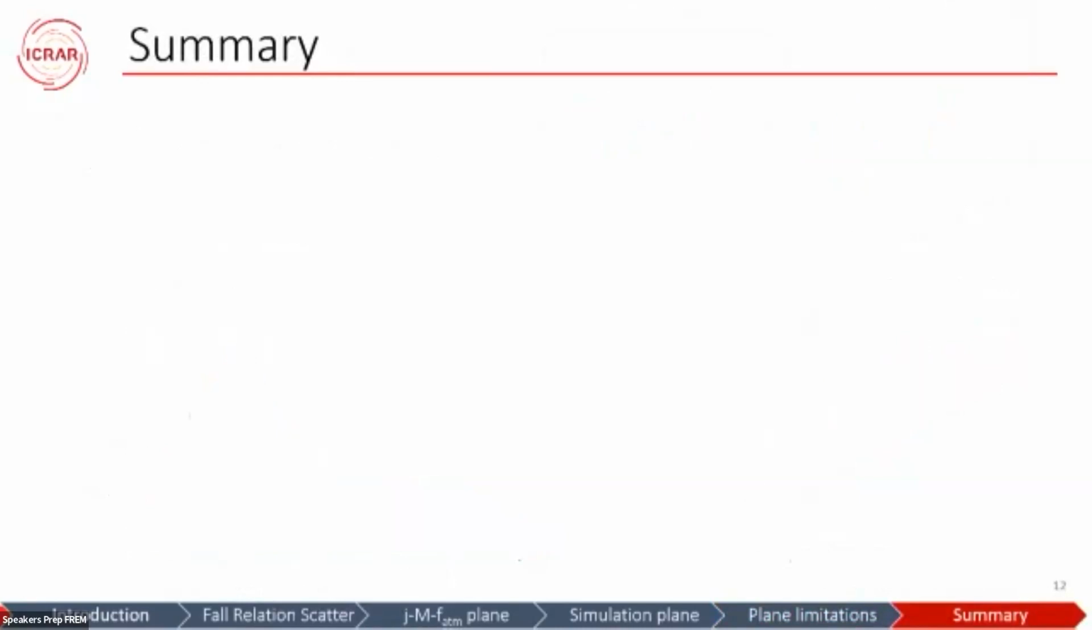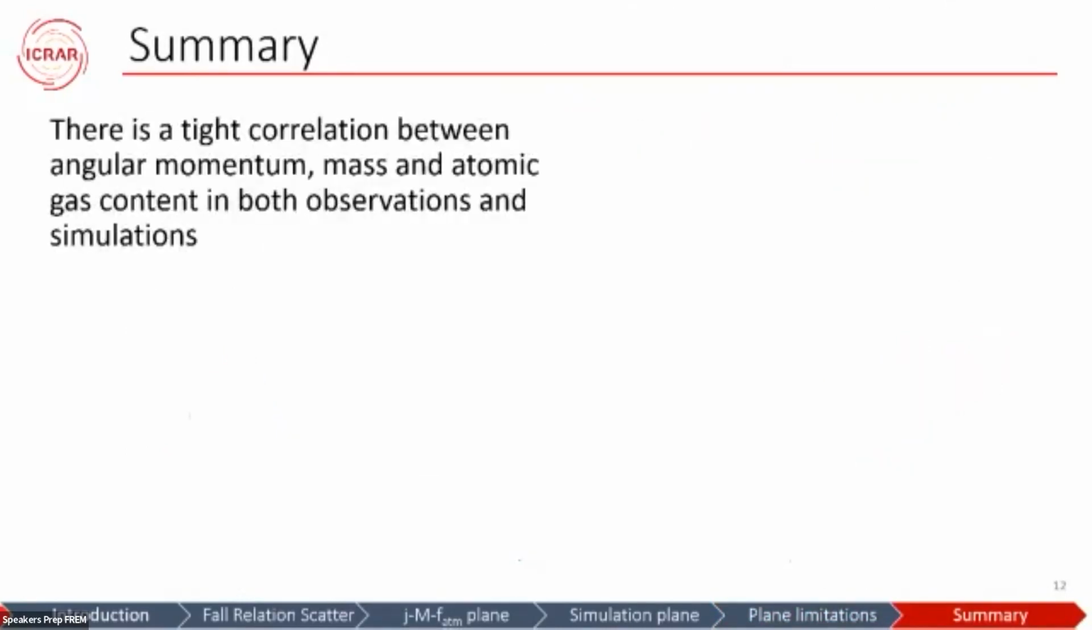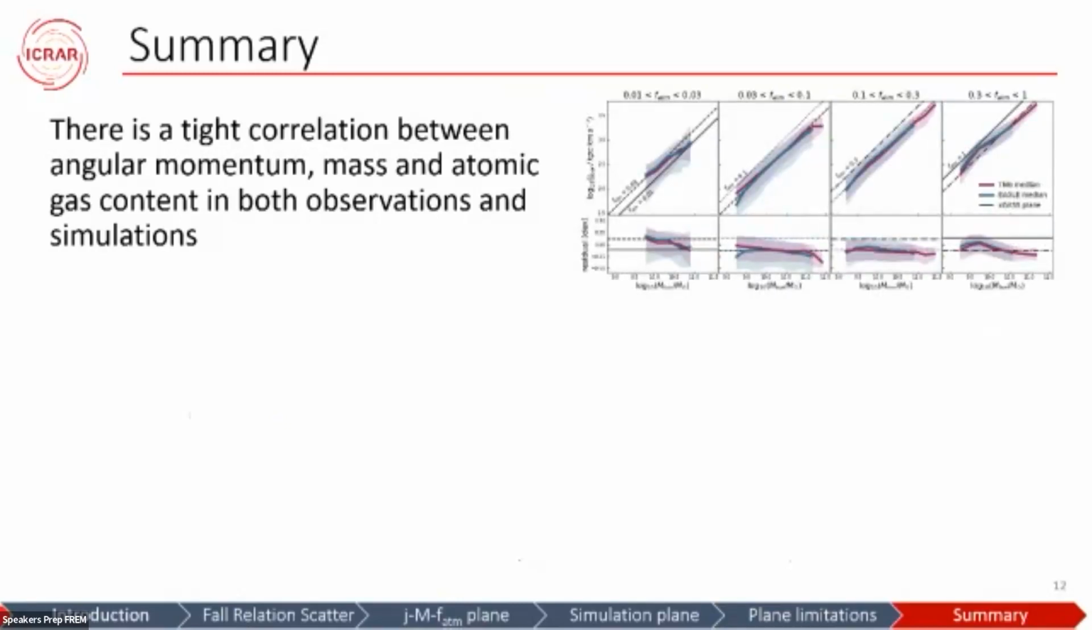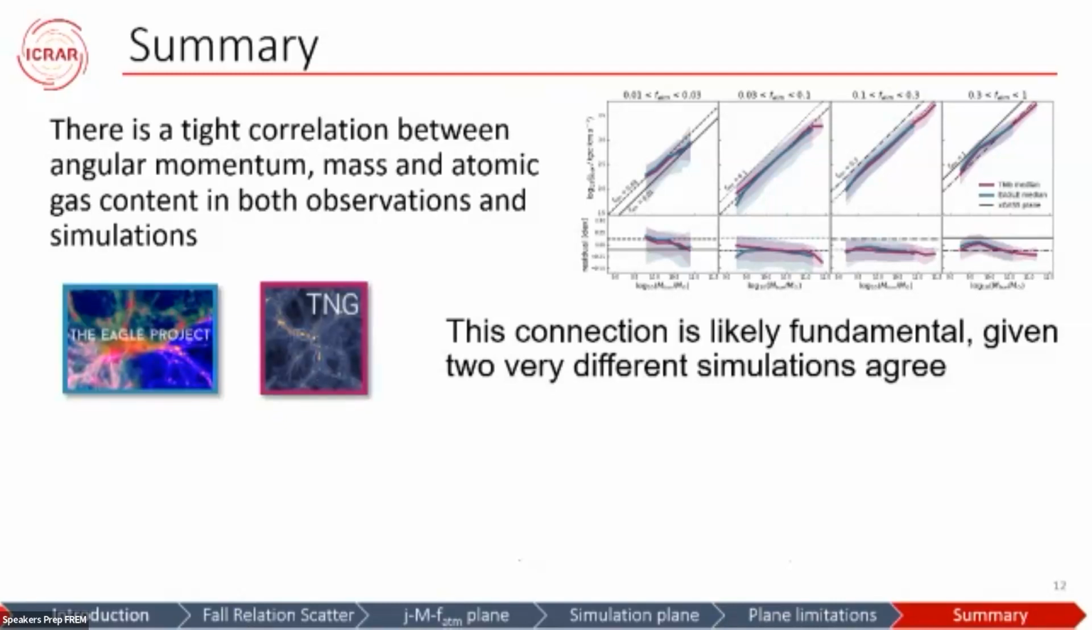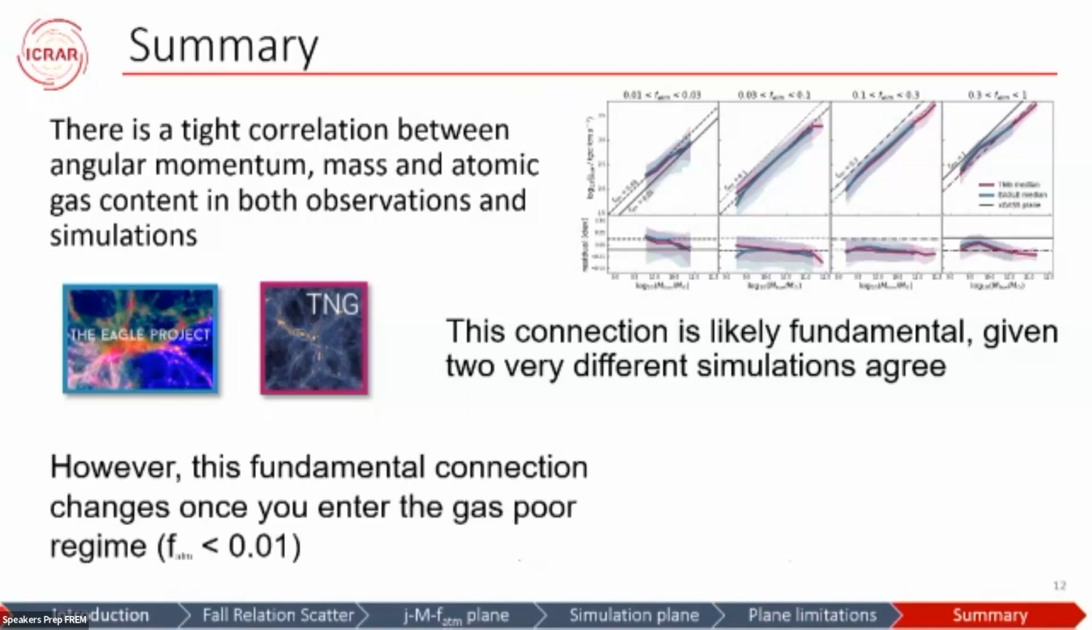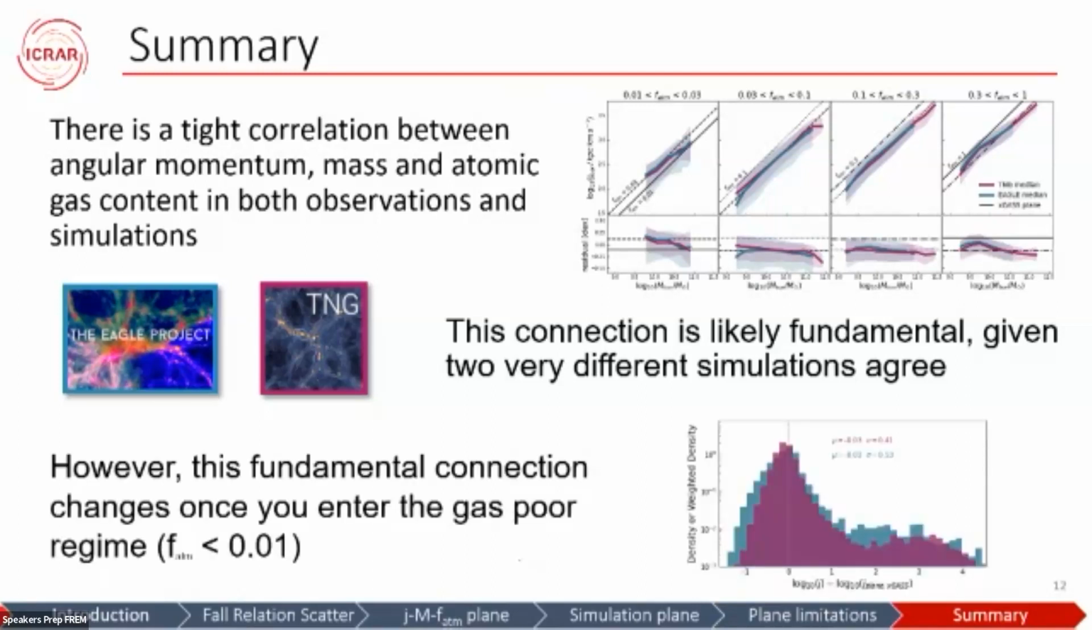All right, so to summarize, there is a tight connection between angular momentum, mass, and atomic gas fraction, and we see this in both observations and in simulations. This connection is somewhat fundamental, as we're able to see it in both Eagle and TNG, despite their differences. And we do see that there is a difference once we enter the gas poor regime, where we're starting to see a disconnect between angular momentum and atomic gas fraction.